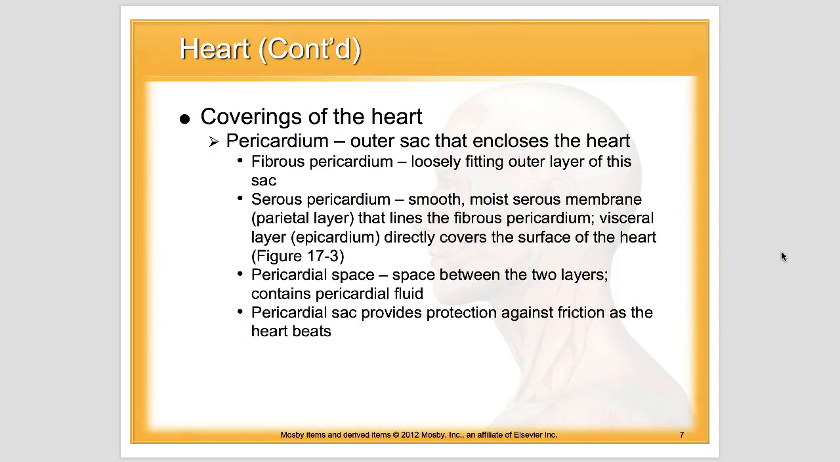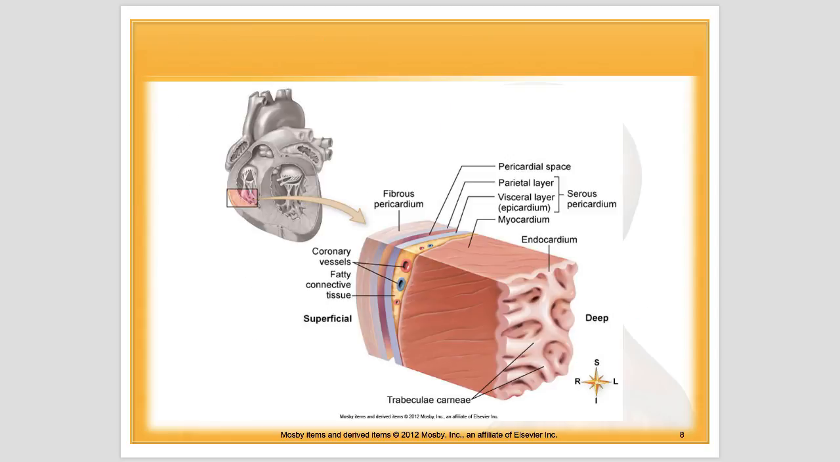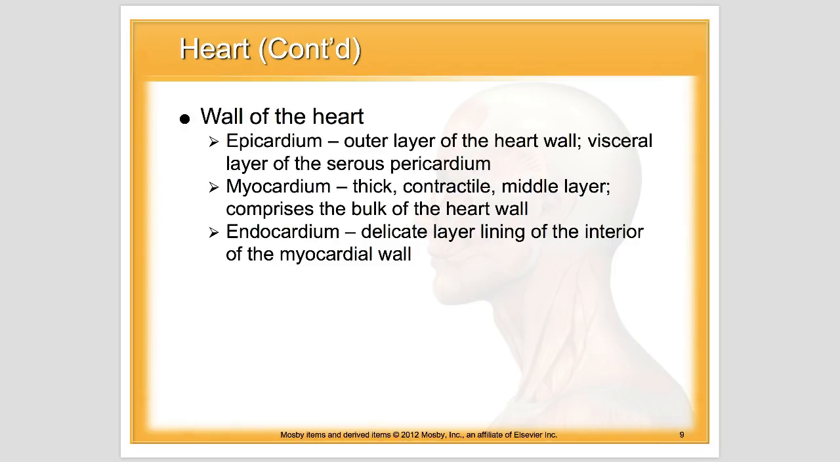The fibrous part of the pericardium is the most outside of the covering, and then the inside is called the serous, and it has two layers, the parietal layer and the visceral layer. A visceral layer is also known as the epicardium, and it directly covers the surface of the heart. Then the space between the two layers, called the pericardial space, contains a fluid called pericardial fluid.